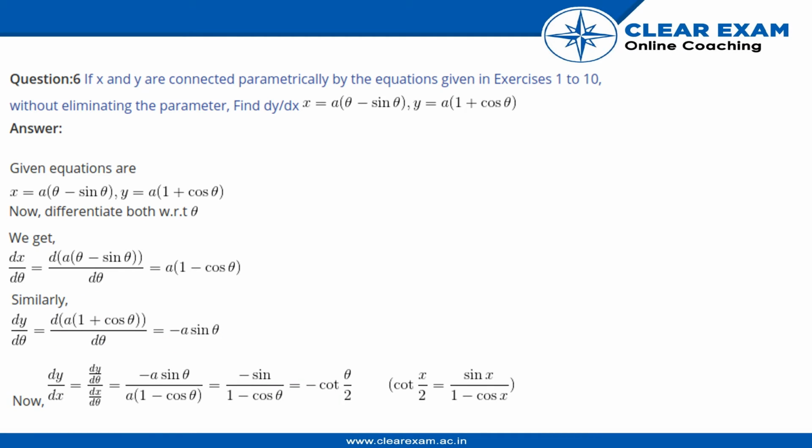Hence, dy by dx equals dy by d theta upon dx by d theta. Replacing these values, we get dy by dx equals minus a sine theta upon a into 1 minus cos theta. A cancels.